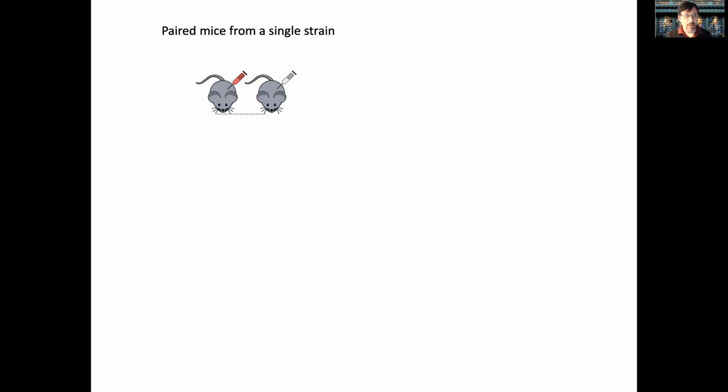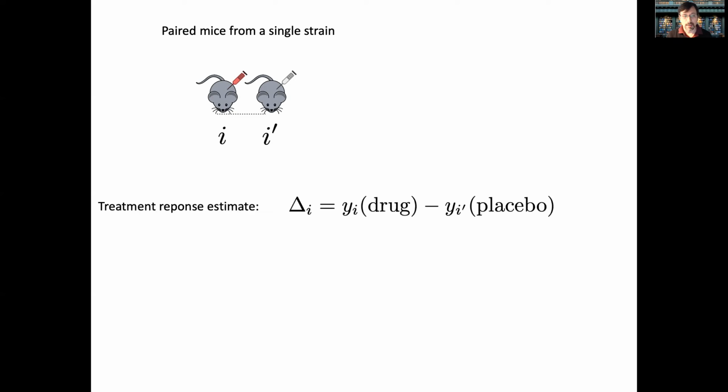So we could take 2 same-sex litter mates, basically as similar as possible, and we could randomly assign the drug to one and the placebo to the other. And if we labeled them I and I prime, then our treatment response estimate for that pair would be delta equals Y_I drug minus Y_I prime placebo.